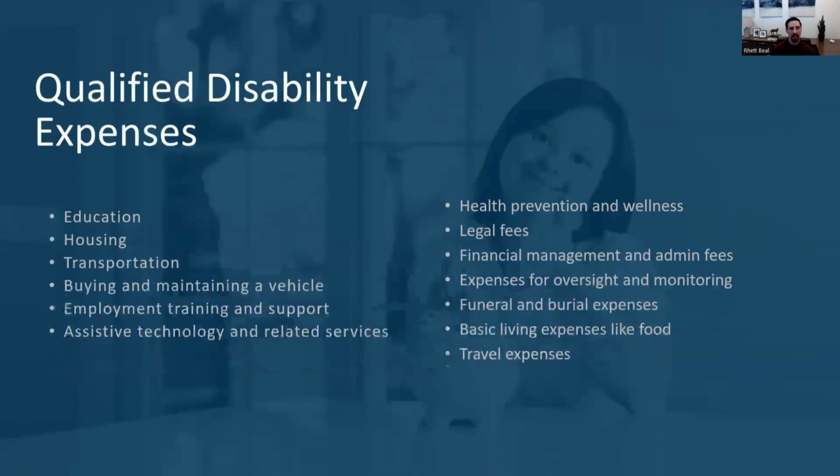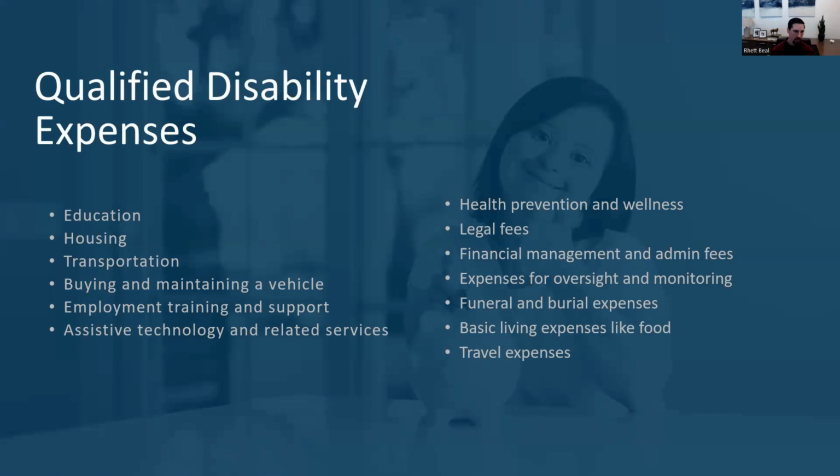And so I'll give you some examples of what those are. Education, housing, transportation, buying and maintaining vehicles, employment training and supports, right? And the list goes on and on. I'll let you look at that list for yourself. You can use these for vacations, and you can use them for general food and going to the movies. There are a lot of ways you can use this account to help pay for just daily living and to enhance quality of life, which is really great. I'm a big fan of these.